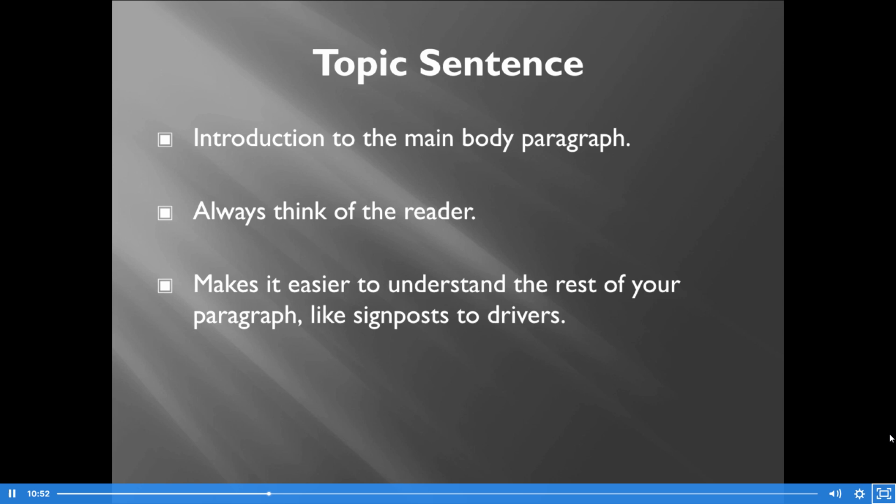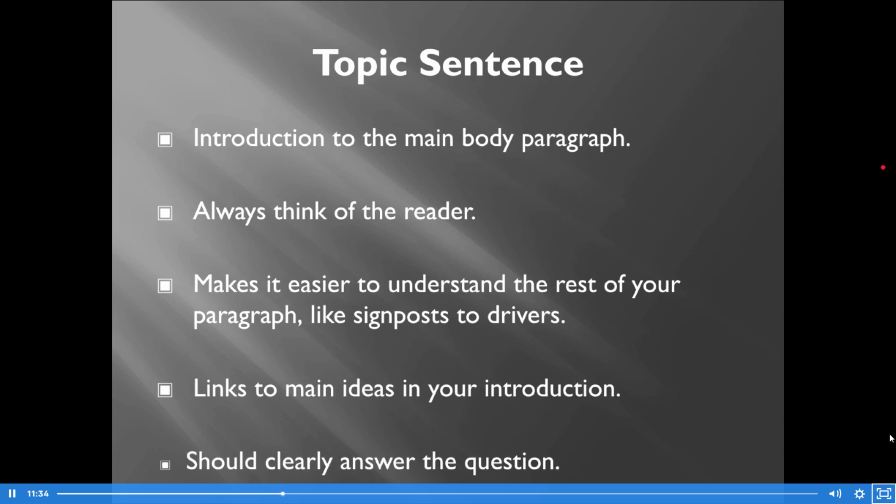So like signposts to drivers, when you're driving along, there are signs telling you where to go, giving you information. What the topic sentence does is it gives you the information. This is my main point. This is the main point of the whole paragraph. And it links to the main ideas in your introduction. So you're going to take the main idea in your introduction and you're going to put it into your topic sentence. You're not going to repeat the exact same words. You're going to use paraphrasing to change the form of the words. But the main ideas should be the same. Not the exact same words, the same ideas.